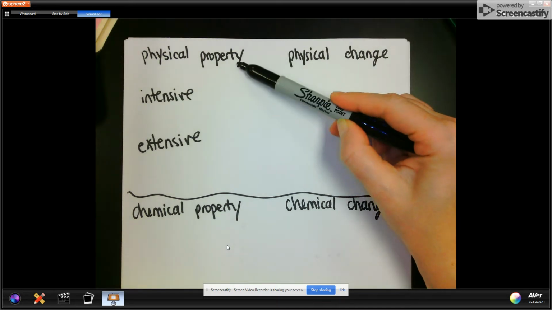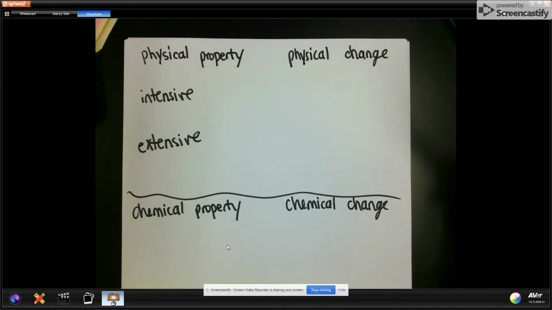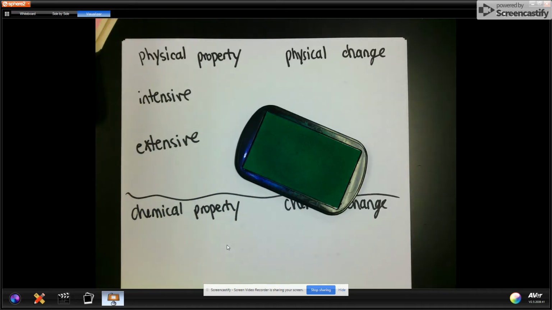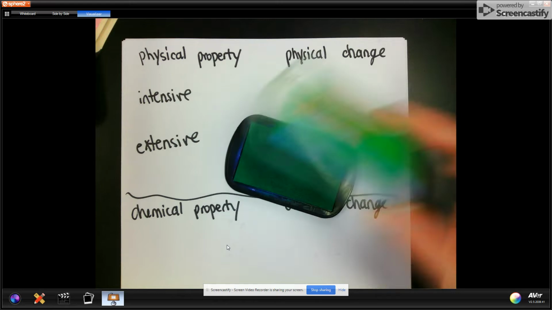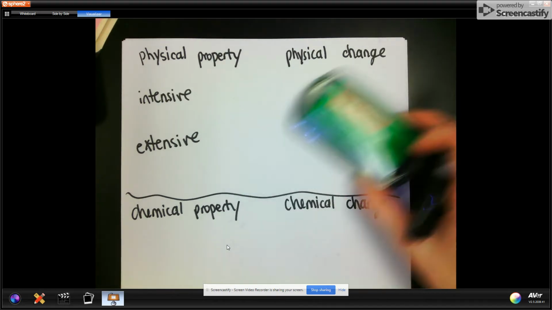A physical property is a property that you can observe or measure, and it doesn't change the identity of the substance. So the fact that this ink pad is green would be a physical property because I can observe it, and guess what? It's still an ink pad.